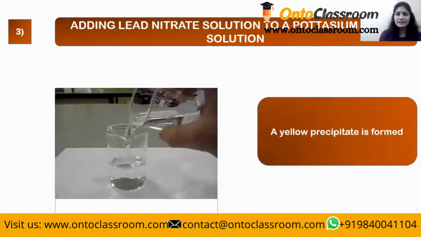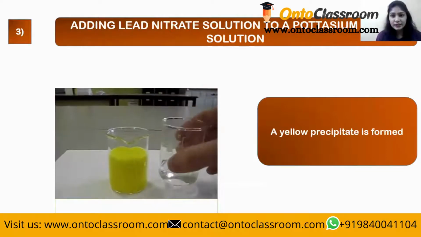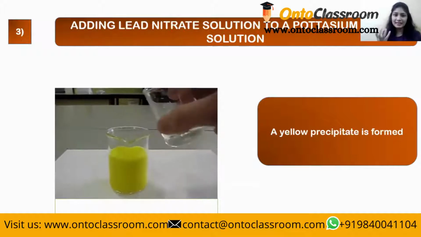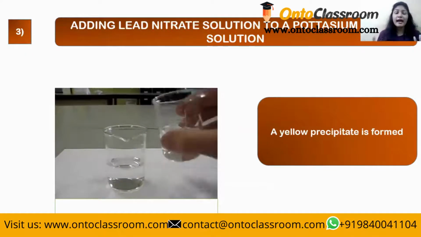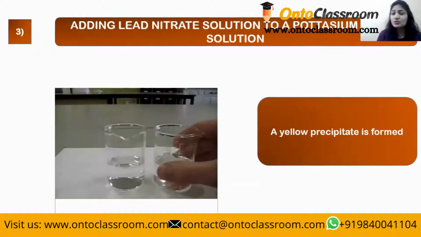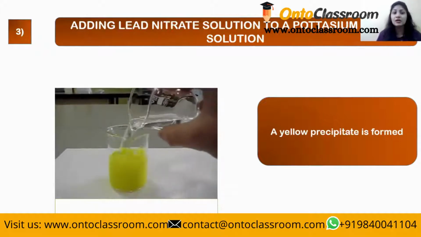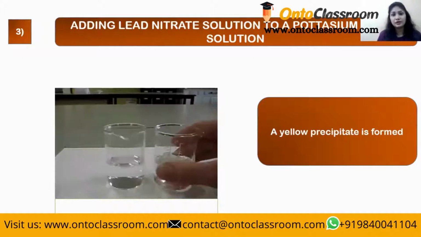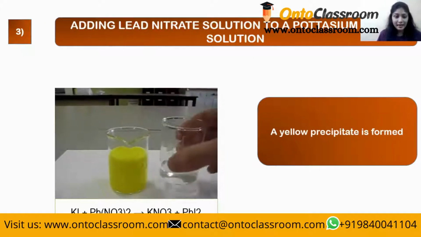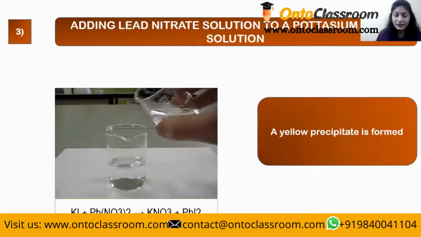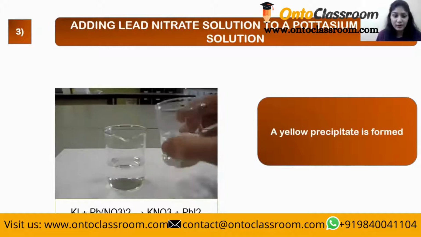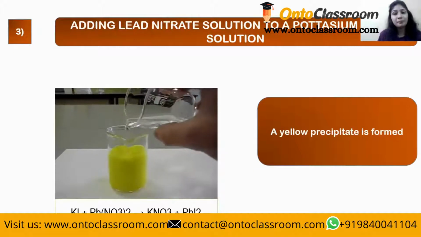Here what they have taken is a lead nitrate solution and a potassium nitrate solution. They took these two solutions and then mixed them. Once they mixed these two solutions, a reaction occurred, wherein the lead nitrate, that is PbNO3, reacted with KI, that is potassium iodide, to give KNO3 and PbI2.